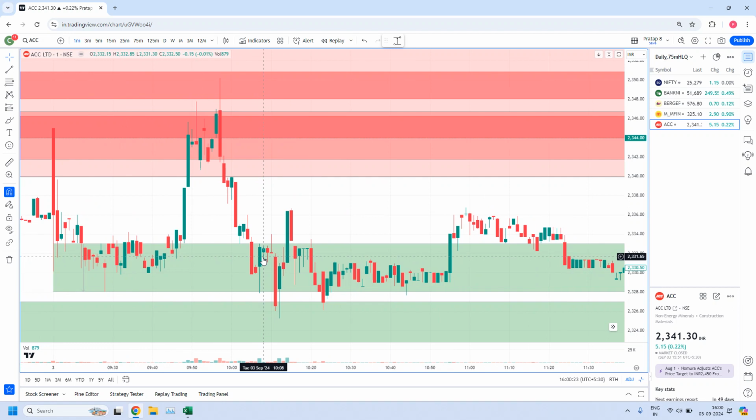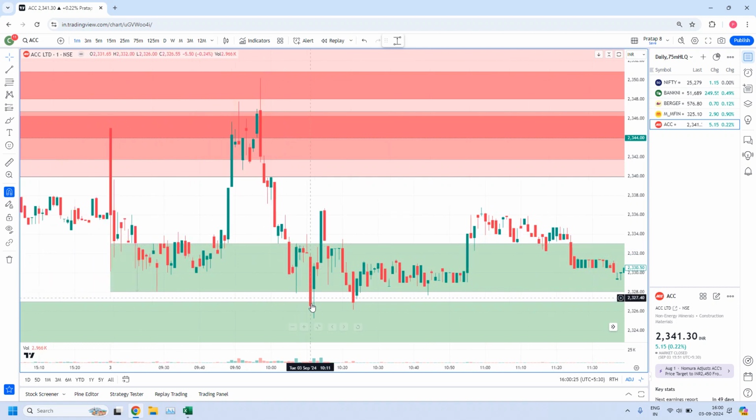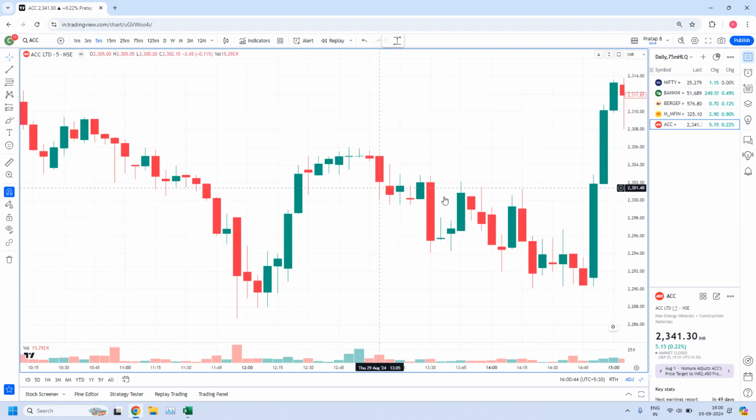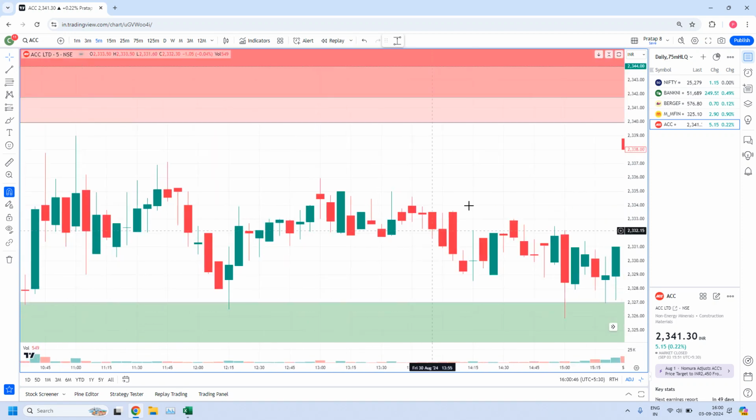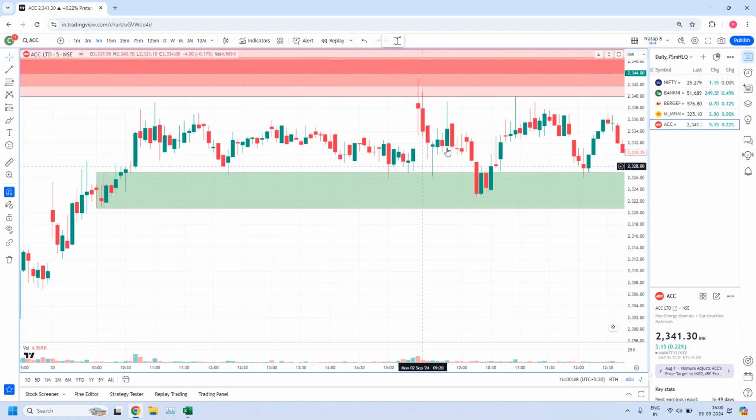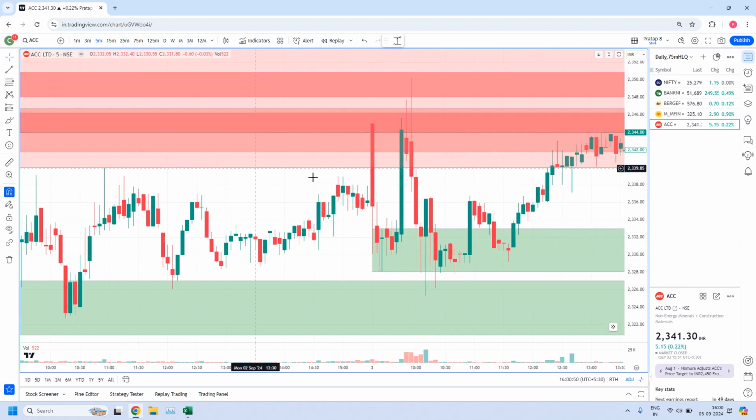But those who would have used a trailing stop loss, maybe they would have got even more profit. That is what I am trying to tell you, because you already learned the concept of trailing stop loss. I have explained it with detailed examples in our training program. Anyway, from here to here, this newly created 15-minute zone, how much profit has it given? Around 4,700 rupees.